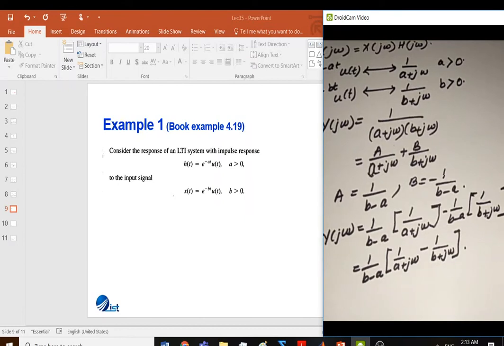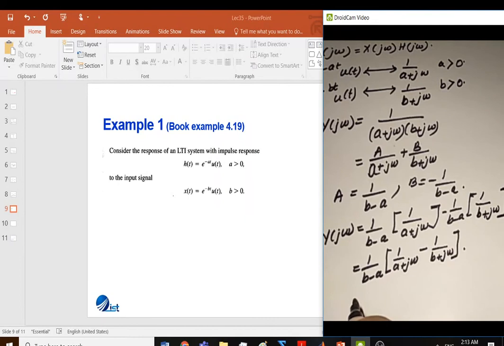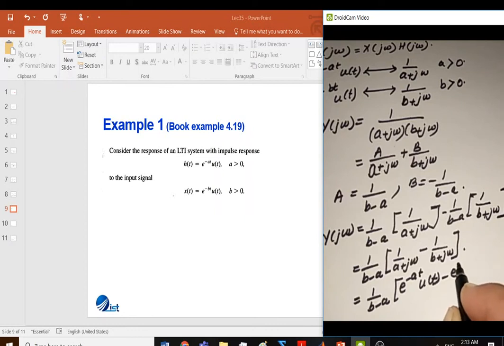Now to determine a time domain expression for this, we take the inverse Fourier transform, again by comparing it with the Fourier transform set 13 in table 4.2. We get this is equal to 1 by b minus a, e raised to power minus at u of t minus e raised to power minus bt u of t.